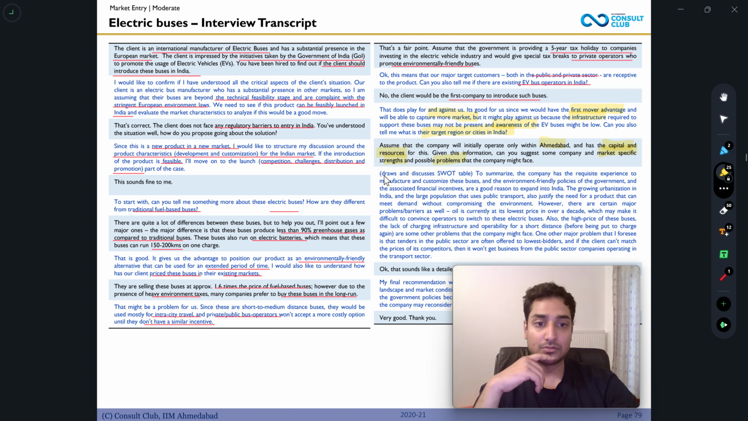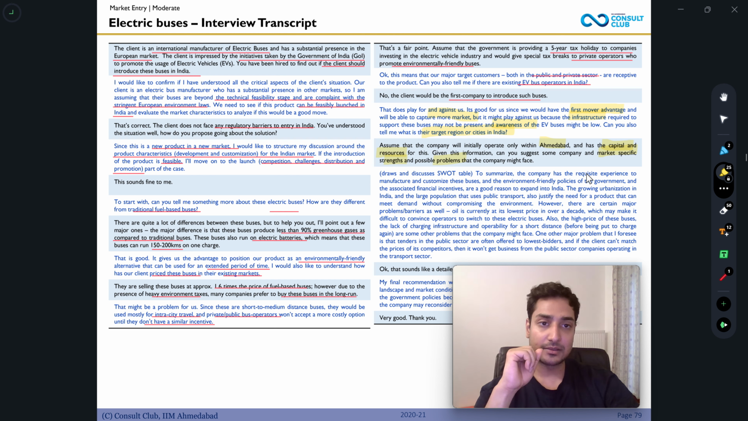So at this point, you do a SWOT analysis for this particular situation, which is pretty specific, which is not done here, but that is what the interviewer is asking you to do. To summarize, and just to save time, they have done a SWOT analysis and then presented a summary so that we don't have to go through the entire detail for this particular case.